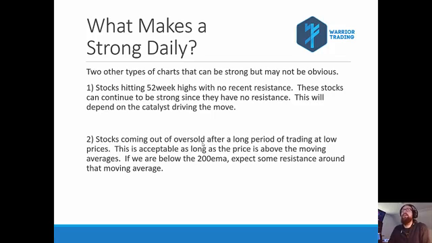And then the second one is a stock that's coming out of oversold. So it's been bottomed out for a really long time, and now it's starting to come back up. The important thing to look at, though, is are we above our moving averages? And where are we in relation to the 200-day exponential moving average? If we're below it, we're going to expect some resistance as we come up to it. If we're above it, then we should be in good shape.